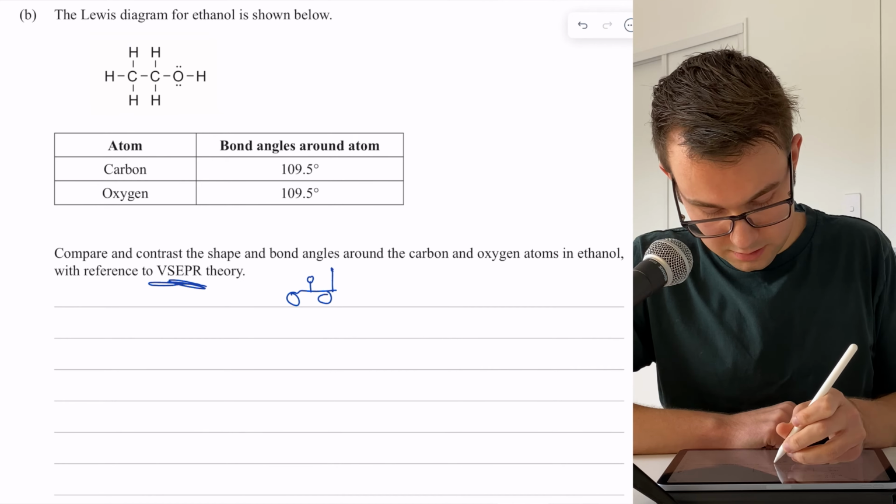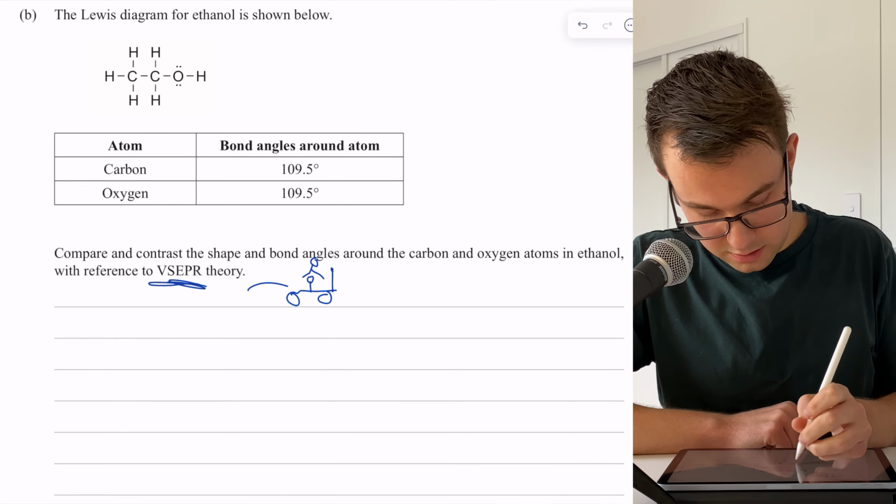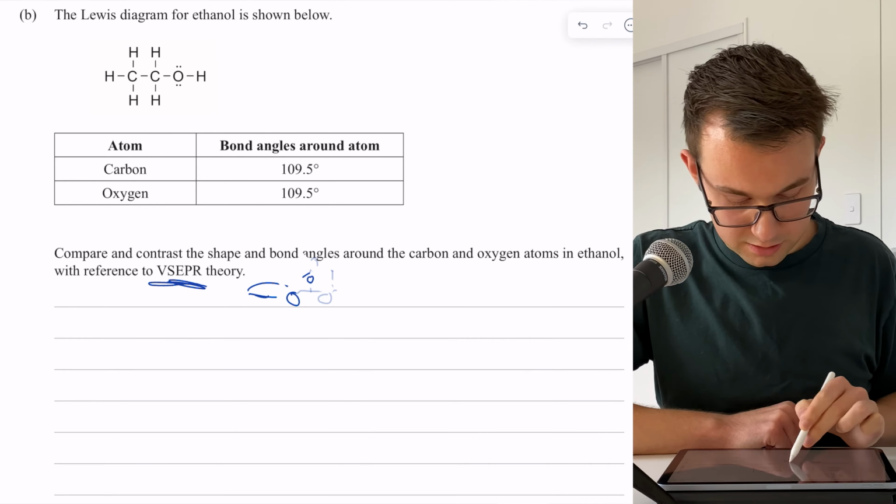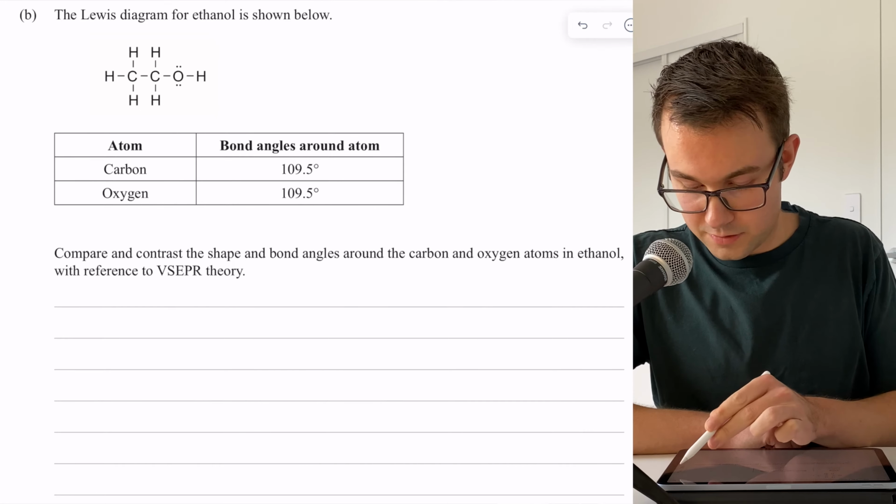VSEPR. It's like a little Vesper. Meow. Here's someone sitting on a... Okay, what are we doing? Chemistry. That's what we're doing. We're not drawing Vespers.